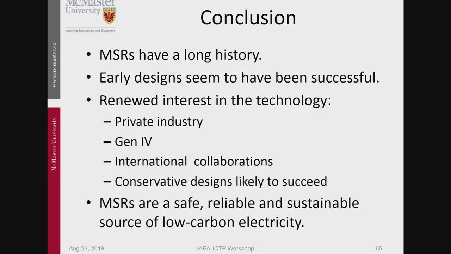So the MSRs have a long history. The early designs seem to have been very successful. There is a renewed interest in the technology, and interestingly enough, by private industry. One of the companies was founded by Bill Gates, the same guy who thought that you never needed more than 640 kilobytes in your PC. It is Gen 4. There are lots of international collaborations, conservative designs. This is opinion: conservative designs, in my opinion, are the ones that are likely to succeed. And I think that in general, they're a safe, reliable, and sustainable source of low-carbon electricity.